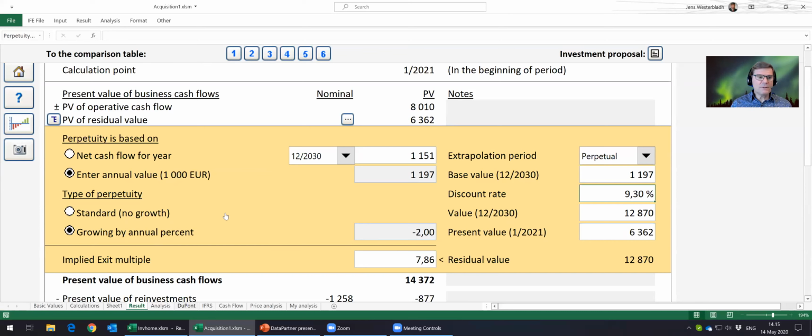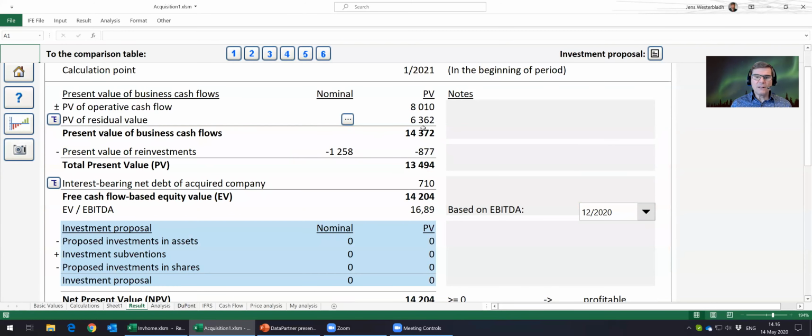Okay, that about that. So now I close it. And now we have adjusted, and now it's 14.3, and we deduct the investments, 13.5. And then next point with the button, interest-bearing net debt of acquired company.